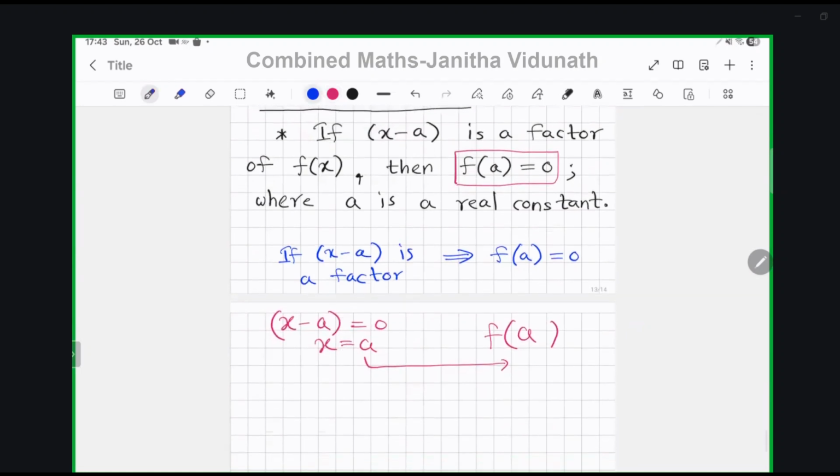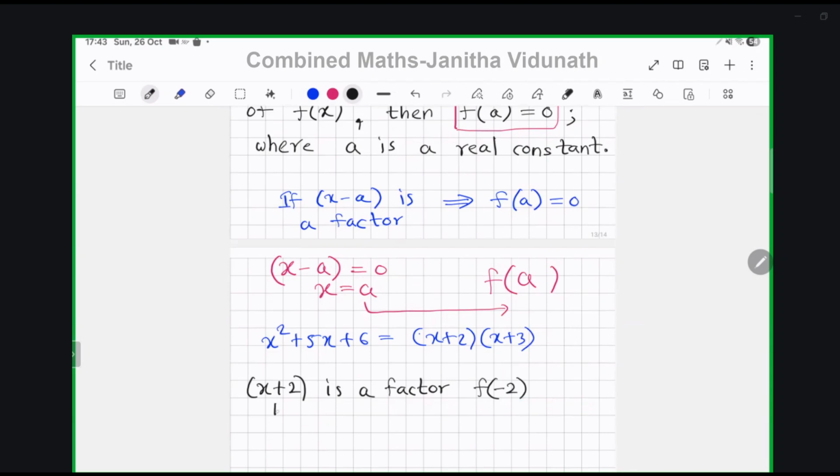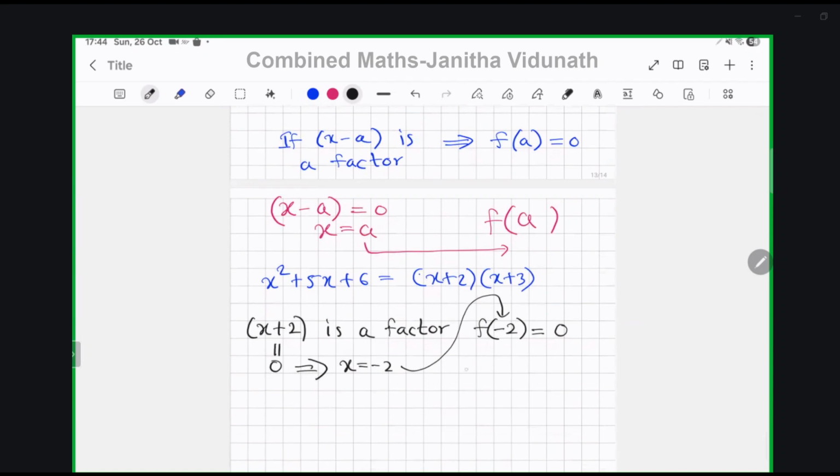Let me repeat an example. Let's say we already know x squared plus 5x plus 6. The factors are x plus 2 and x plus 3. According to the factor theorem, if x plus 2 is a factor, that means f(-2). We set our factor to 0, and from that we obtain x equal to minus 2. Then if we plug that value into the function, this should be 0 according to the factor theorem. That means if x plus 2 is a factor, then f(-2) needs to be equal to 0. We have already found that f(-2) is 0 in our previous example.